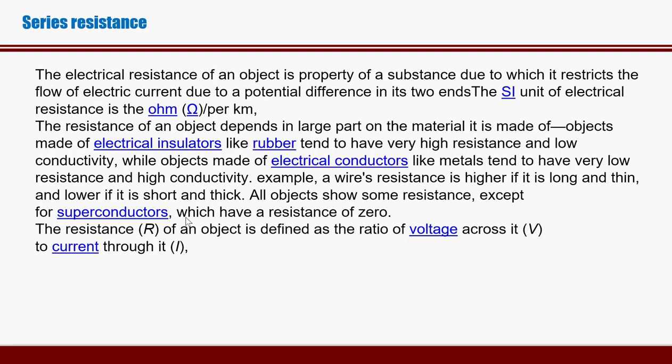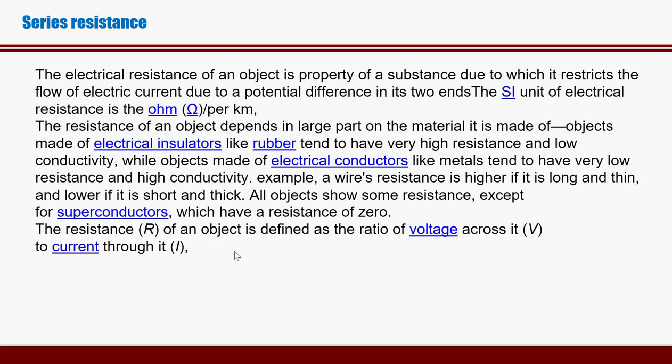So for superconductors, the resistance is almost zero, but it is an ideal case. Generally for transmission lines, metallic conductors are used, generally copper wires in most of the cases. Its resistance is low, but we have to consider its effect. So we have to consider resistance per unit length.